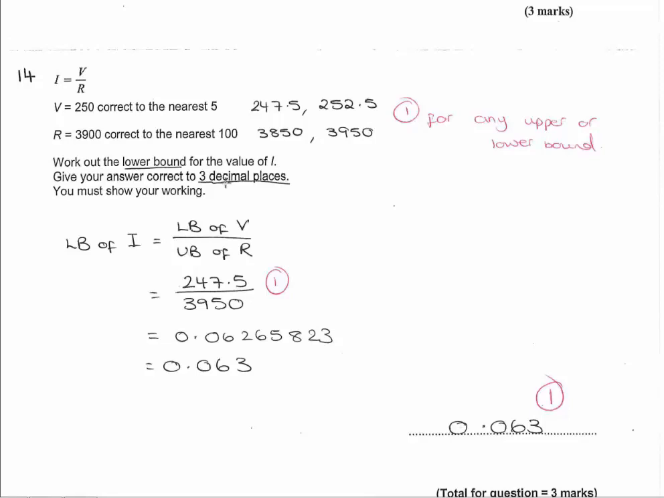Now we're going to work out the lower bound for the value of I and give your answer to 3 decimal places. So we want to make I as small as possible, and we do that by making this as small as possible and this number as big as possible. So that's what we're doing here. That as small as possible and that as big as possible. So we want the lower bound for V and the upper bound as big as possible for R. So it's going to be 247.5 divided by 3,950, which gives you this figure here, if you then round to 3 decimal places, 0.063.